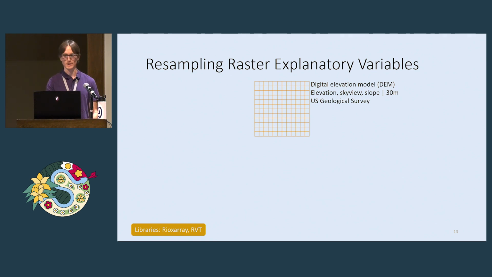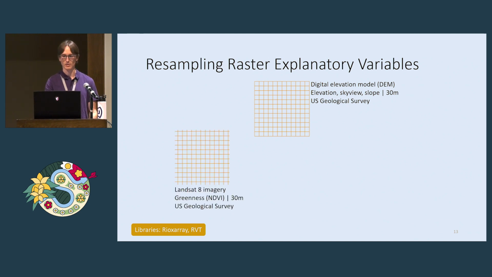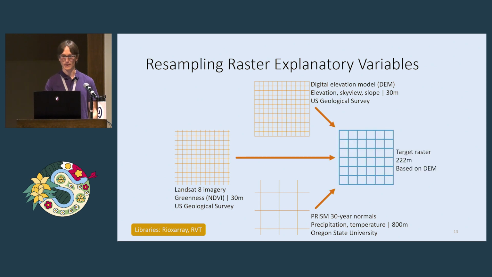The DEM was processed to create slope and skyview rasters, which help identify interesting locations in the landscape. And then I used Google Earth Engine to create a vegetation raster from Landsat satellite imagery. And then all of our climate data is coming from Oregon State University's PRISM data set. So that would be our temperature and precipitation data.